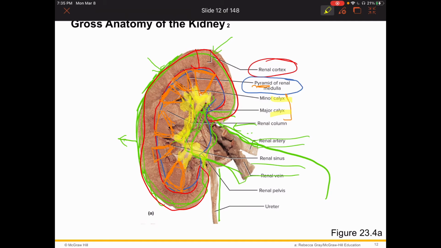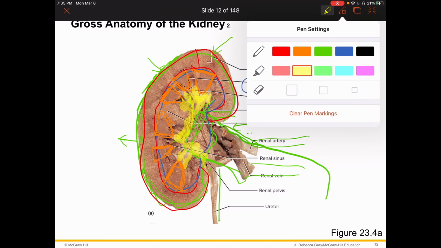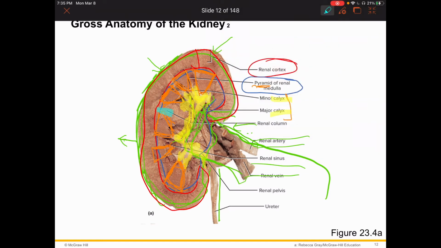Renal column in here is just the component, like the wall between the renal pyramids, really. So that's all that really means. I hope that's a helpful explanation.